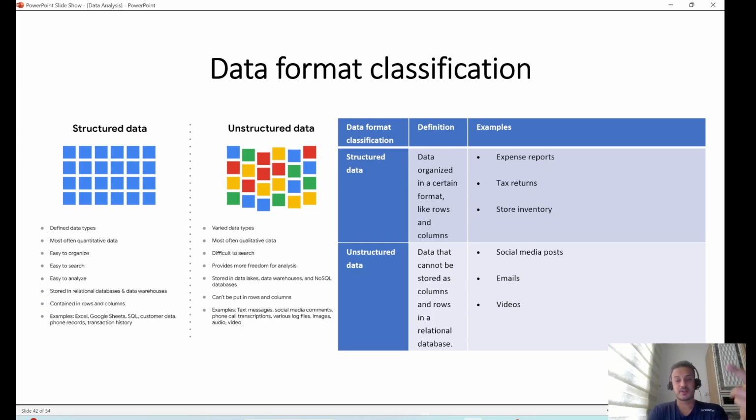Structured data is like the Oracle database, where data is stored in columns and rows. Unstructured data is not stored in columns and rows. Examples of unstructured data are videos, emails, and social media posts. So understanding what data type you are working on is so important.